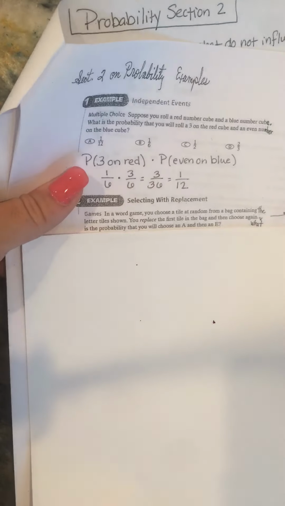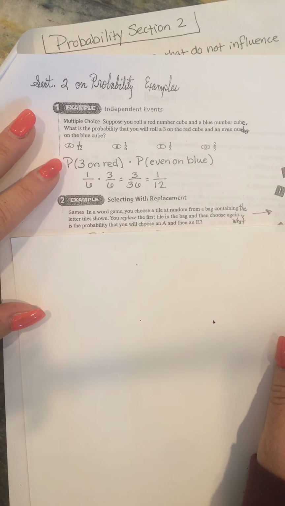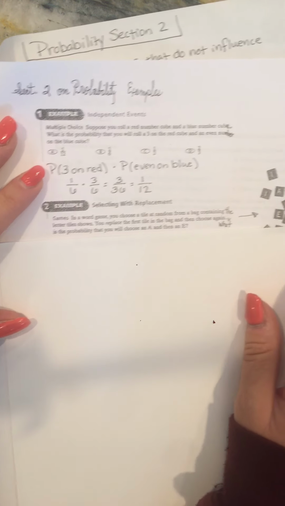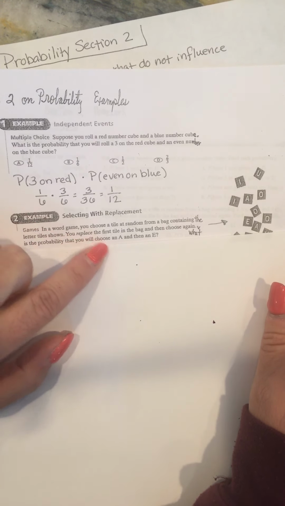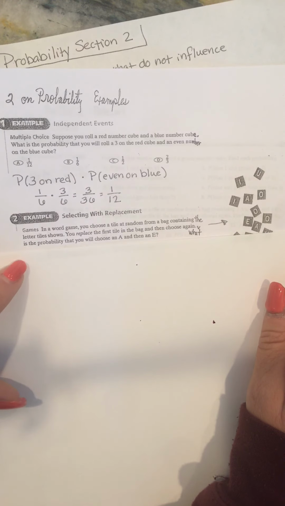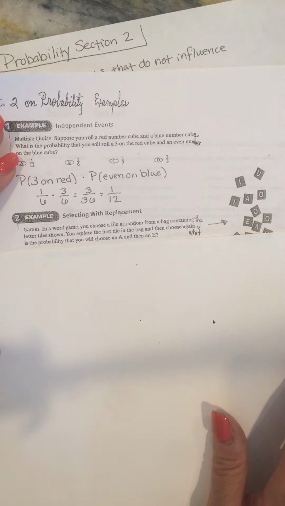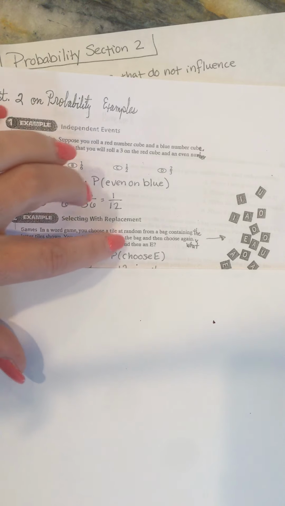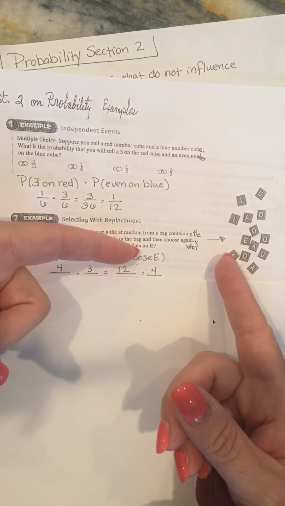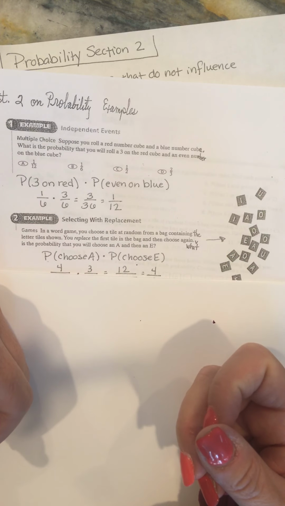Example 2 says, in a word game, you choose a tile at random from a bag containing the letter tiles shown, which are over here. You replace the first tile in the bag and then choose again. What is the probability that you will choose an A and then an E? So you need to look at the letter tiles. We're looking at the probability of an A times the probability of an E, because if you put it back in the bag, you still have the same number of tiles you started with.